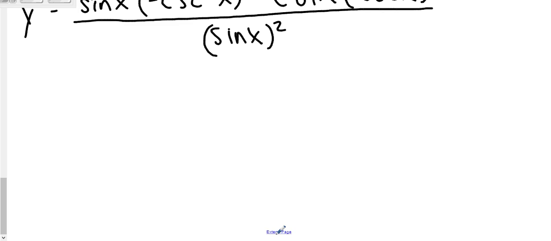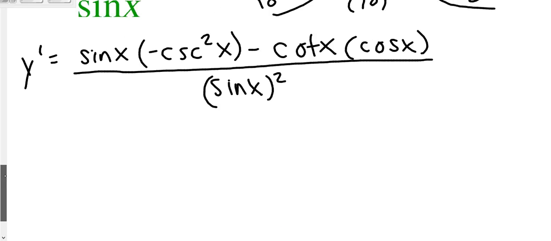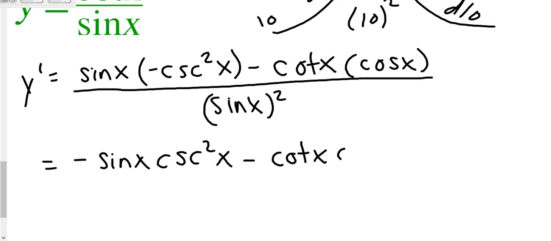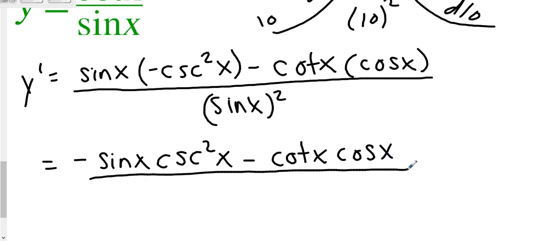And we'll simplify this once. There's not much to combine. So we will have a negative sine x cosecant squared x minus cotangent x cosine x all over. Remember, the other way to write this power is to write it as sine squared x. And that would be your final answer.